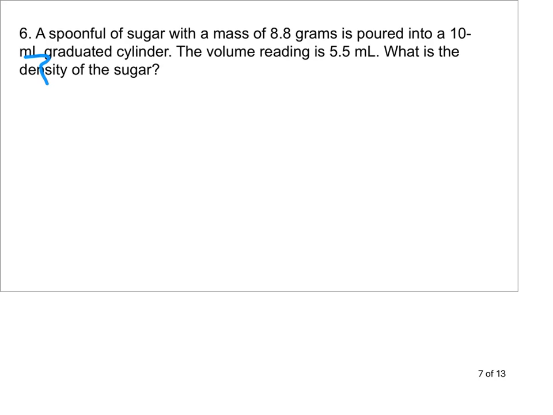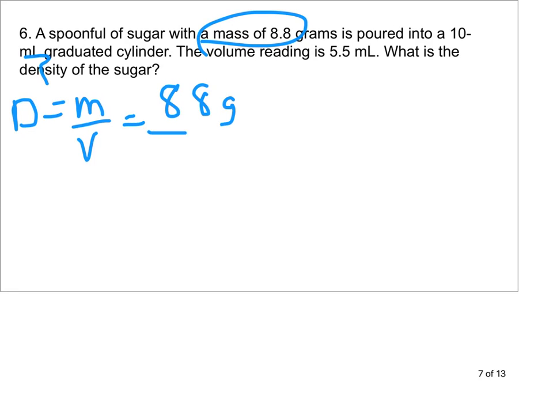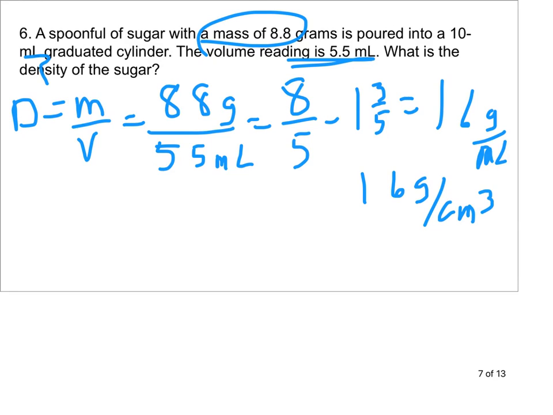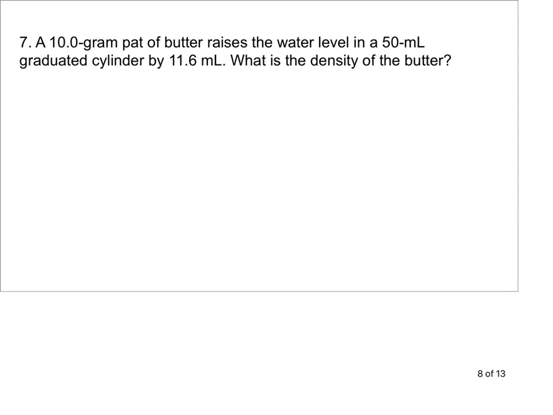What is the density? Again, density is mass divided by volume. Our mass is 8.8 grams. Volume 5.5 milliliters. These are both essentially multiples of 11, or more precisely 1.1. If you want to do this one in your head, you could always type it in a calculator. But you could think of it as 8 over 5, which is 1 3/5, and 3/5 is 0.6. So 1.6 grams per milliliter, or 1.6 grams per cubic centimeter. Same things. Typically we use milliliters when we're talking about liquids, and we'd use cubic centimeters talking about solids, but they are interchangeable, so it doesn't make any difference.